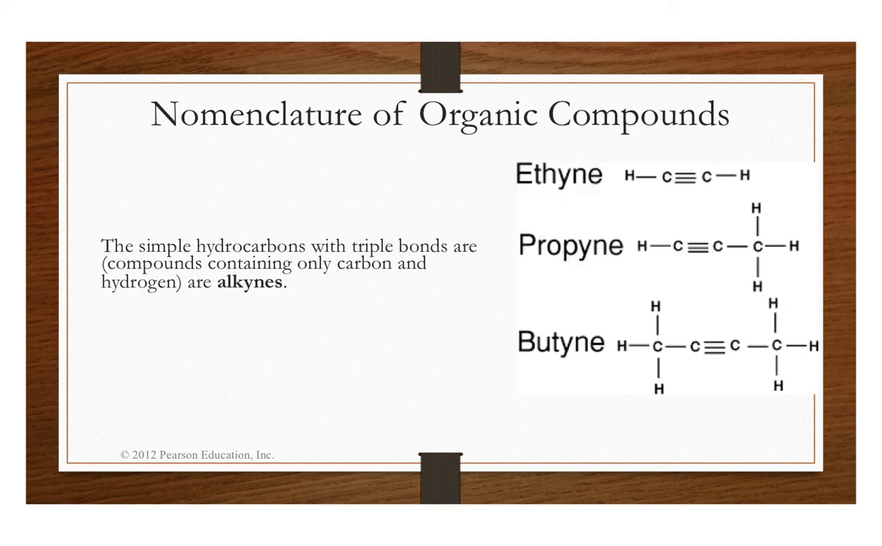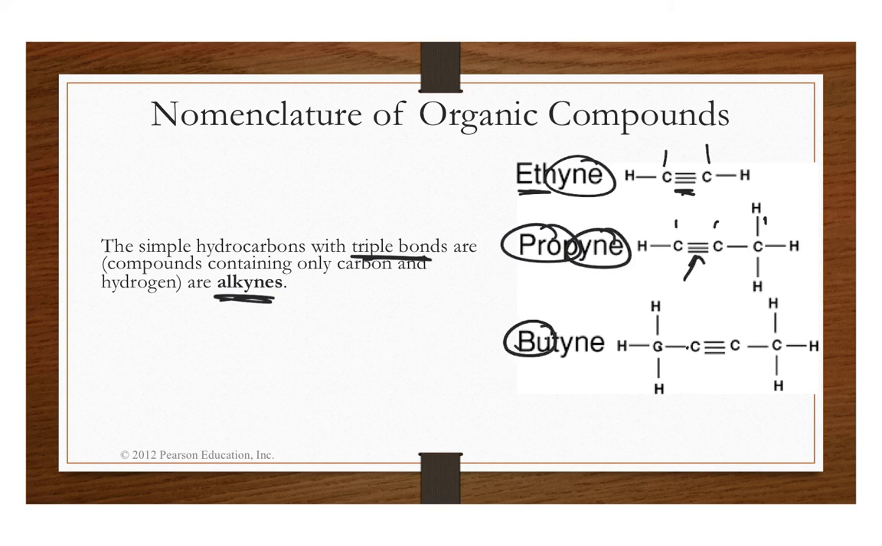The last in this series is hydrocarbons with triple bonds. Those are referred to as alkynes. So here we go again. Eth, 2 carbons, yne, triple bond. Prop, 3 carbons, yne, a triple bond. But, 4 carbons, yne, a triple bond.